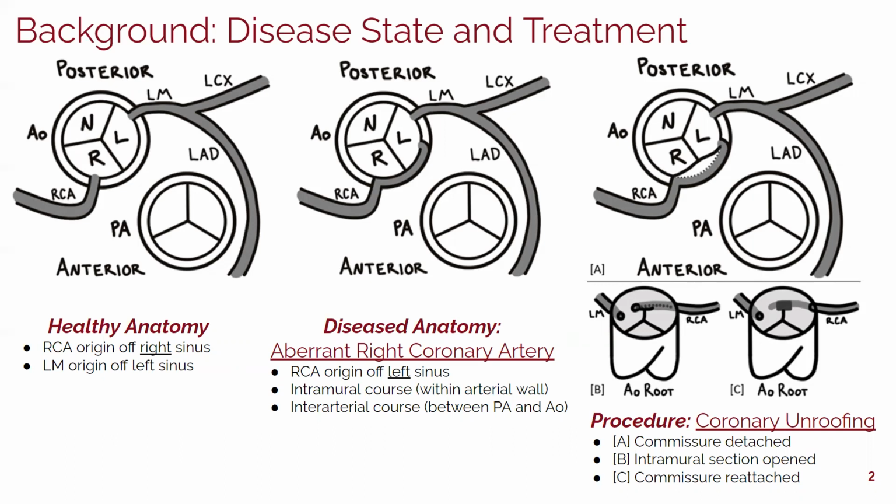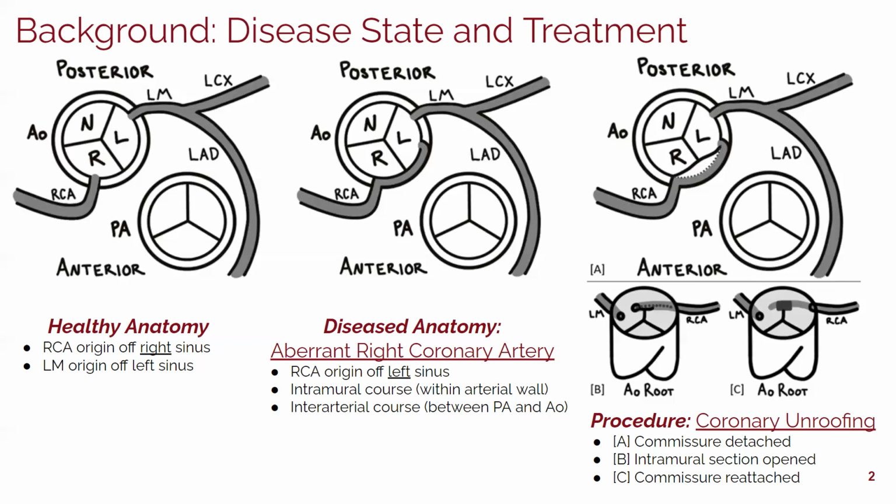For our specific case, this patient was diagnosed with aberrant right coronary artery and exhibited anomalies in both origin and course of the RCA. The RCA origin was off of the left sinus and also ran an intramural course, such that it ran within the arterial wall of the aorta itself. Additionally, the RCA had an interarterial course, meaning that the RCA ran between the pulmonary artery and the aorta. This presented a life-threatening situation for the patient, so this needed to be treated.